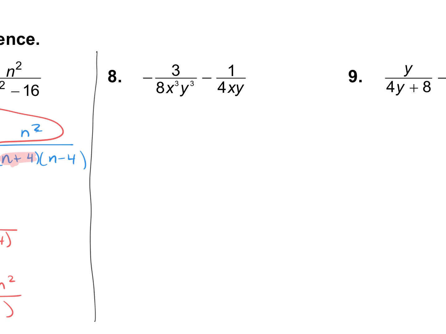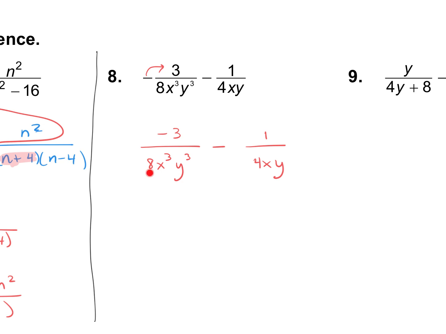So what I noticed first, and second, I noticed a couple things. This negative, let's tack it on. Let's see that as a negative 3 over 8x cubed y cubed. There's no addition or subtraction, which means we can't do any factoring there. Minus 1 over 4xy. That's another monomial. Can't do any factoring. So we're ready to start seeing what we can do to get a common denominator.